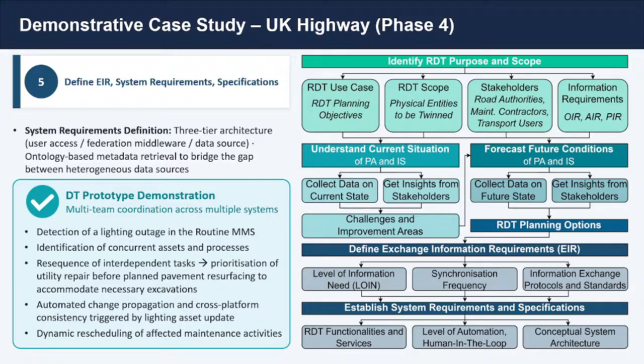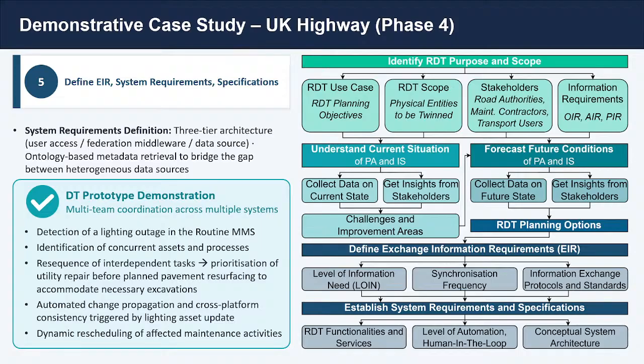This digital twin was a prototype, as I said, on a long segment of a highway in England, and we tested it against a lighting outage case study. In this case study, the system detects in the routine maintenance management system a lighting outage. Then automatically the system identifies all the concurrent assets and processes in order to see if there were interferences, and in this case it identified that there was some planned pavement resurfacing.